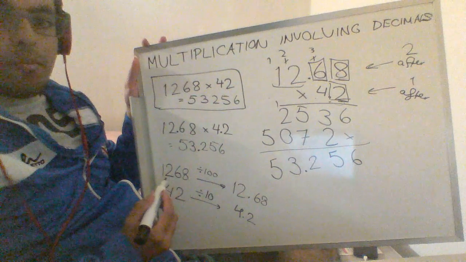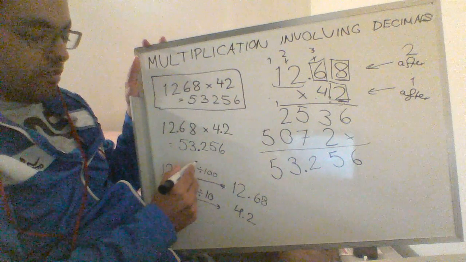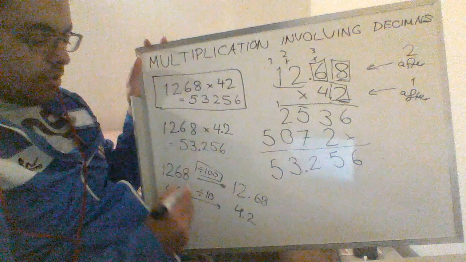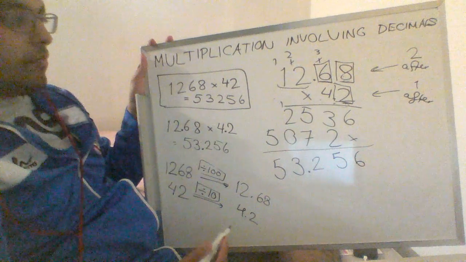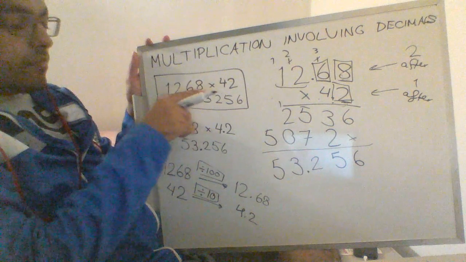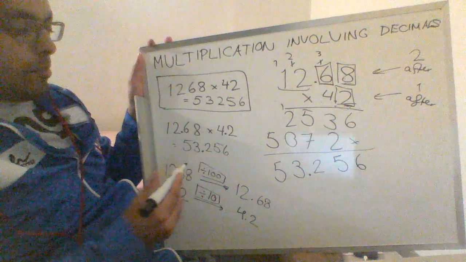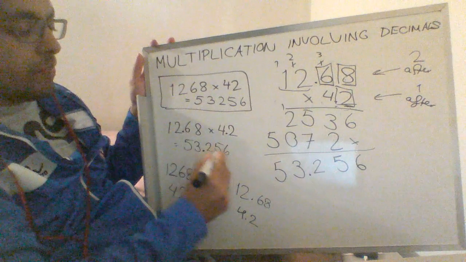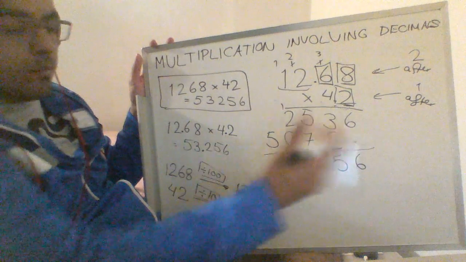Right? So we went from 1,268 to 12.68, so we effectively divided that number by 100, and then we went from 42 to 4.2, so we effectively divided it by 10. So altogether, we divided this by 100, we divided this by 10, so overall, we basically divided our whole answer by 1,000, which makes sense that if you took your 53,000 and something and you divided it by 1,000, that you'd end up with 53 point something something something.